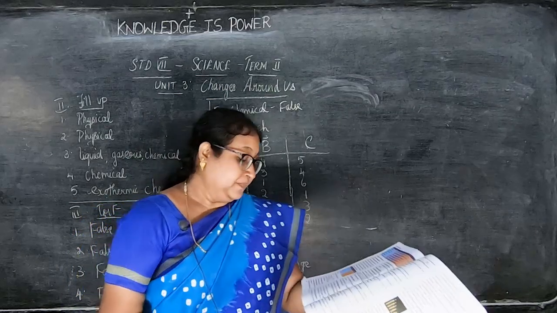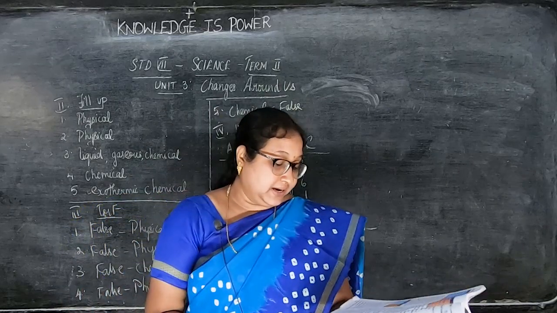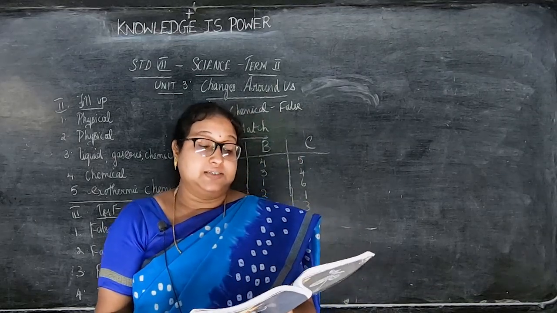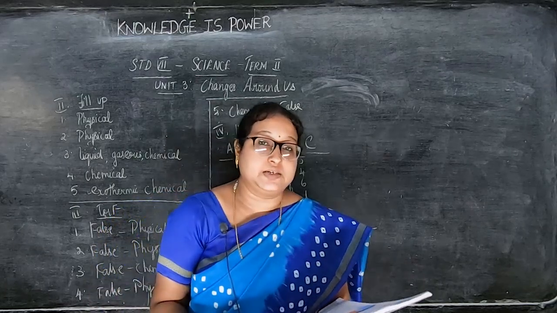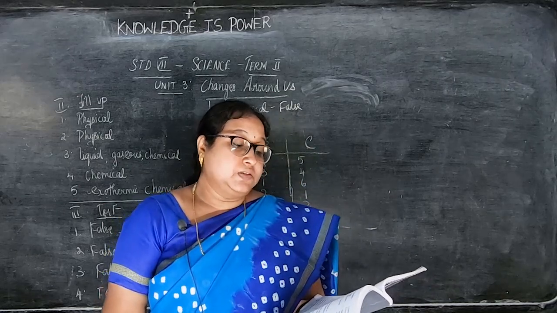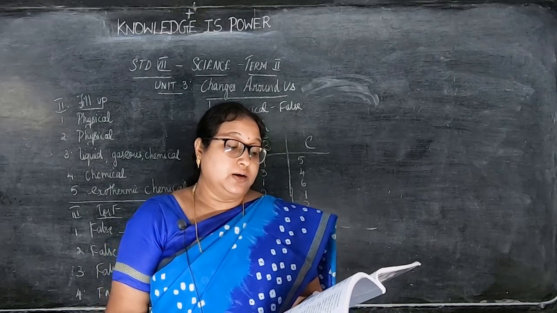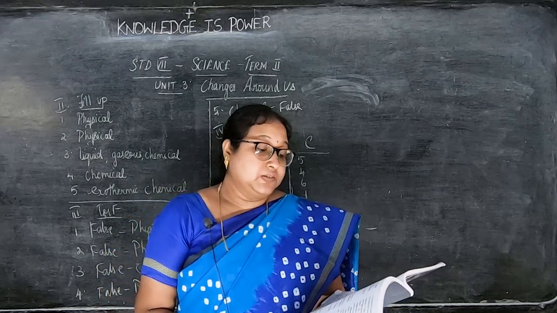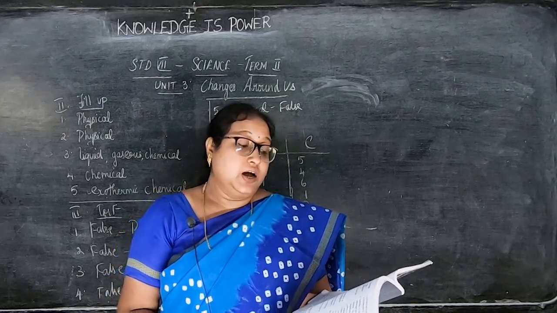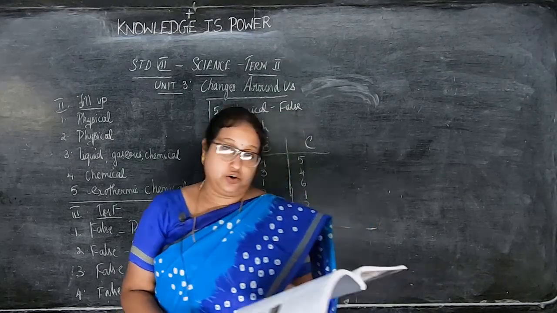Let's see Roman number 11. Assertion and reason. First one, assertion, the explosion of firecracker is a physical change. Reason, a physical change is a reversible change. Answer is D. A is false but R is true. Second, assertion, the process of conversion of liquid water to its vapors by heating the liquid is called boiling. Reason, the process of conversion of water vapor to liquid by cooling the vapors is called condensation. Answer is B. Both A and R are true, but R is not the correct explanation of A.